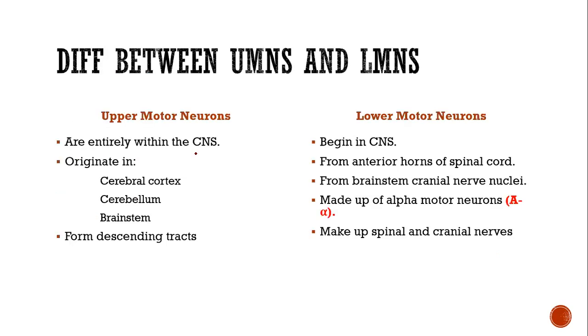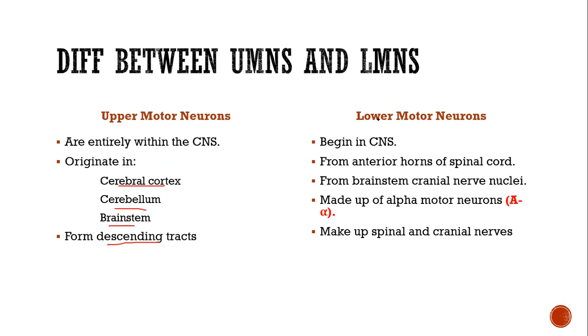So upper motor neurons are basically the neurons which are present entirely in the CNS. So either they originate from anywhere from the upper higher centers of the brain, and finally they end at any level of the spinal cord. So they can originate from the cerebral cortex, they can originate from cerebellum, they can also originate from the brainstem. And they are responsible to form the descending tracts, which we are actually doing in this lecture.